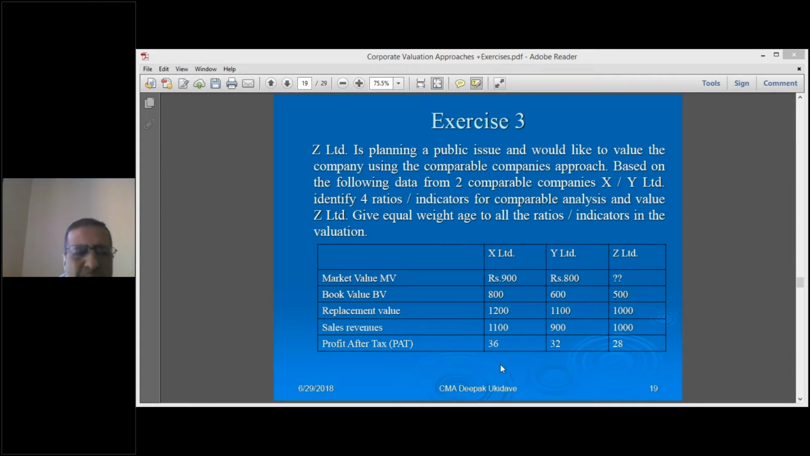Confirm that you have understood all 4 methods which I taught you in today's class: 1, dividend discounting model; 2, FCFE; 3, FCFF; and 4, comparable company approach or relative valuation method. Generally, there is one question of full 15 marks, 20 marks, 10 marks, 12 marks like this on valuation using any of these approaches.